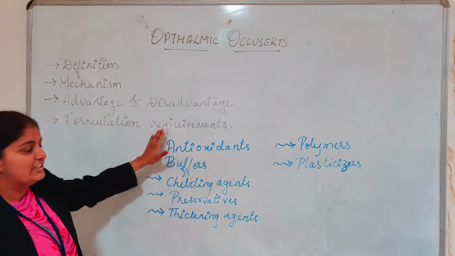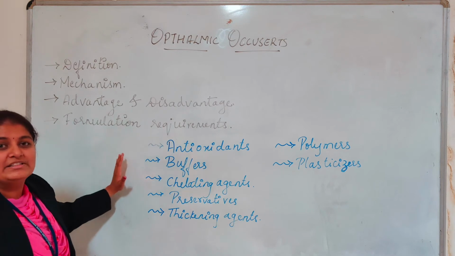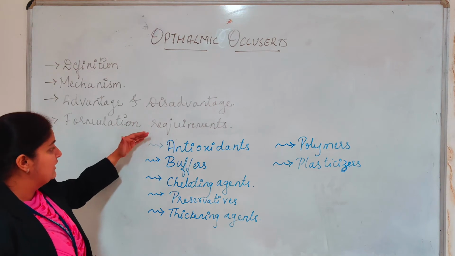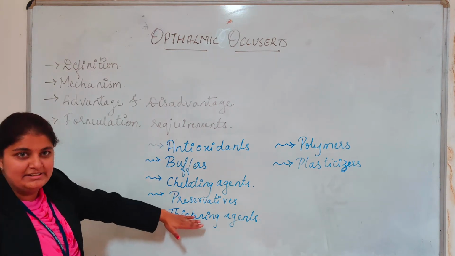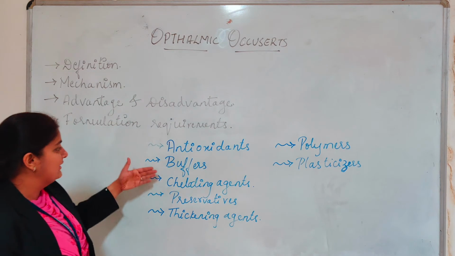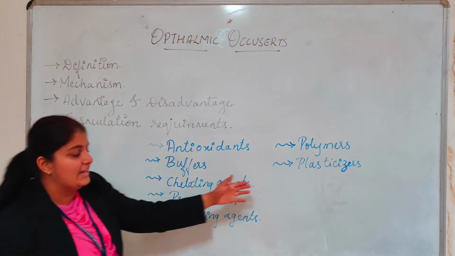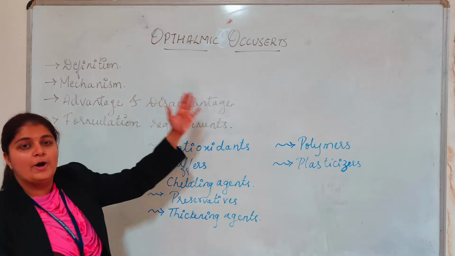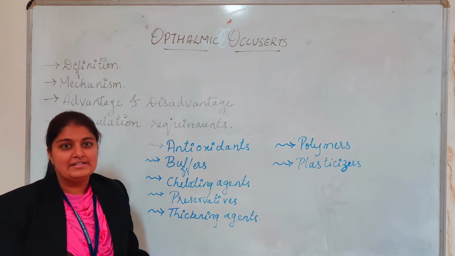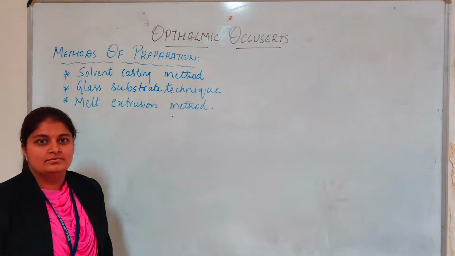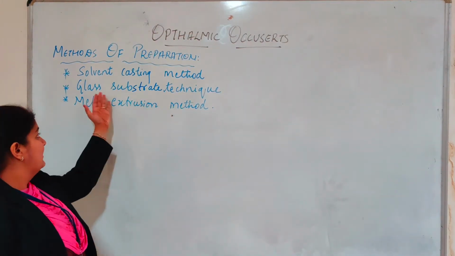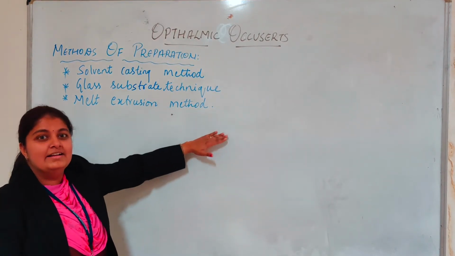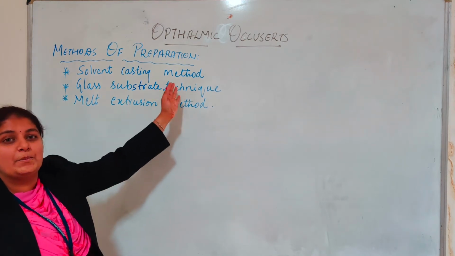Now coming to the formulation requirements. There are various formulation requirements which have to be used in ophthalmic occuserts. The major requirements are antioxidants and preservatives with the polymers. Other than that, we use buffers, stimulating agents, thickening agents and plasticizers. Now we will be discussing the different methods we employ to prepare ophthalmic occuserts. There are three different methods: solvent casting method, glass substrate technique and melt extrusion method. These three methods, which are mainly used in the preparation of ophthalmic occuserts, we will learn in detail.